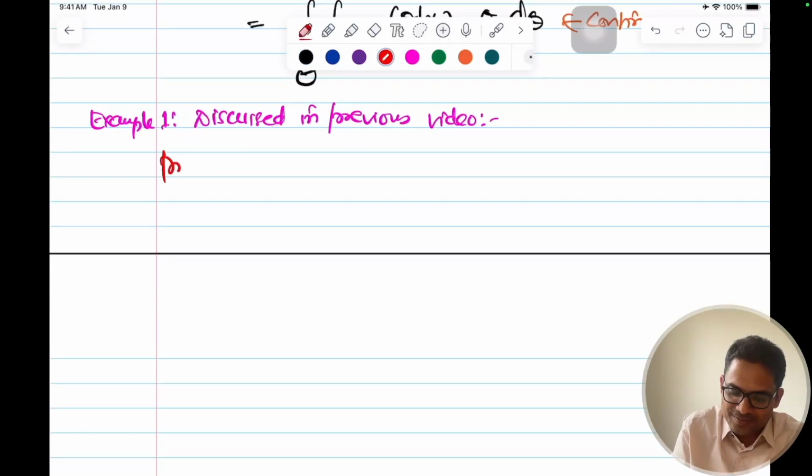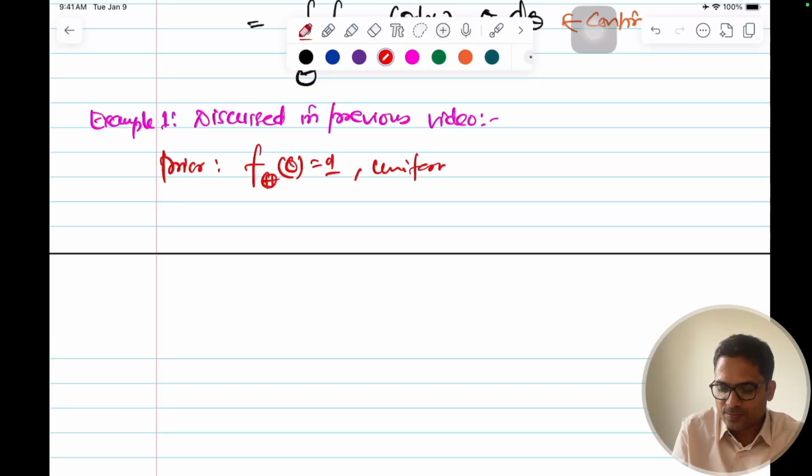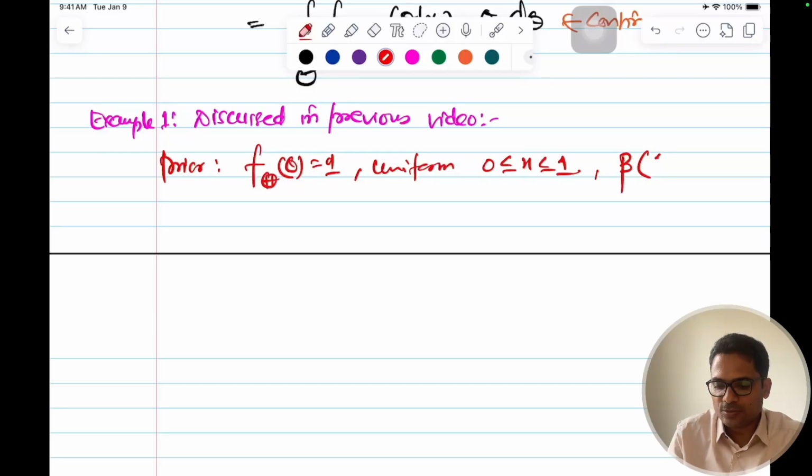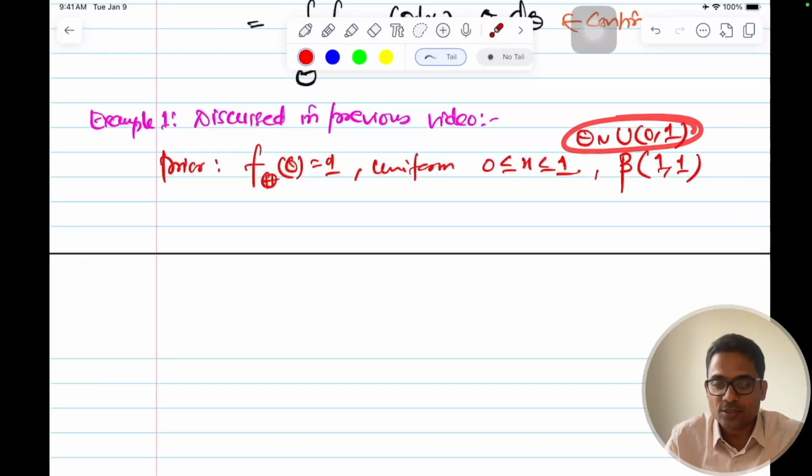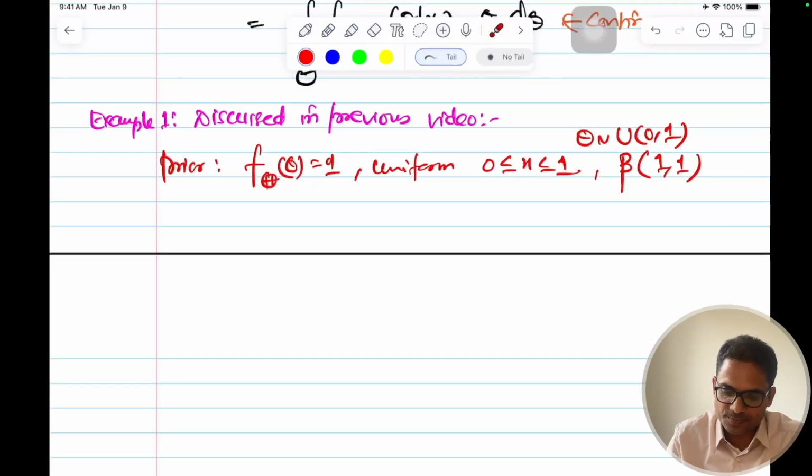Okay, so what was the prior there? Prior was f of theta equal to 1, uniform over 0 to 1. If I want to write it in terms of the beta function, this is beta 1 1. This was uniform. Or in terms of uniform, I can write theta is uniform 0 1. This is uniform in this range 0 to 1. Okay, this is my prior.